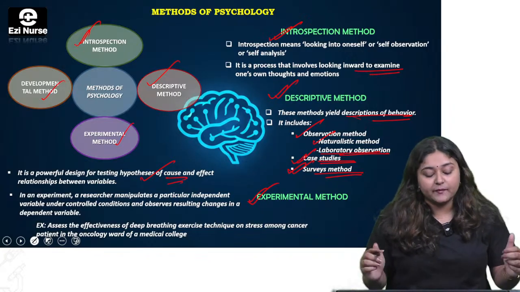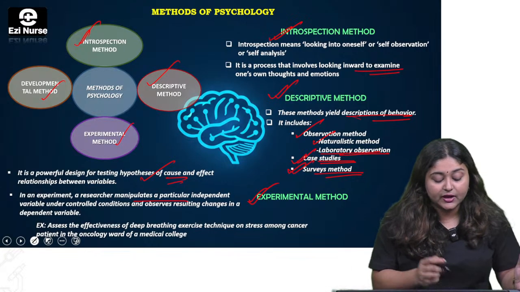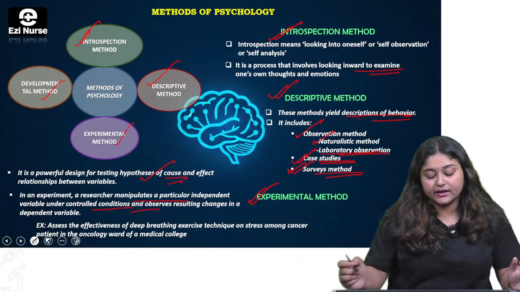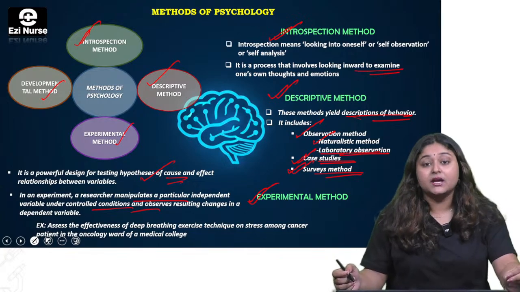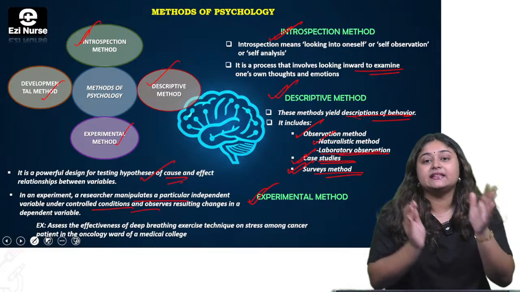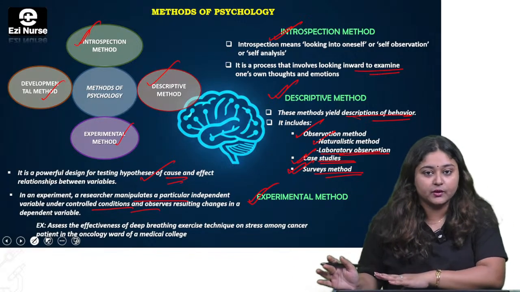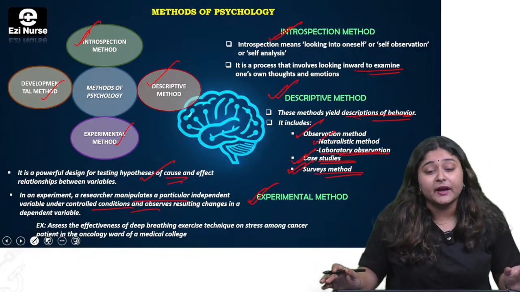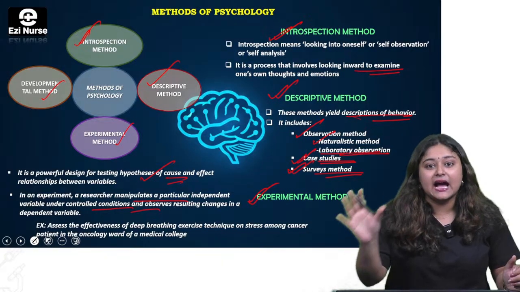In an experiment, the researchers manipulate the particular independent variable under controlled conditions and observe the resulting changes in a dependent variable. Suppose one example: the person is getting lung cancer due to excessive smoking. Here, what is the dependent variable? What is the independent variable? That is the lung cancer, right?